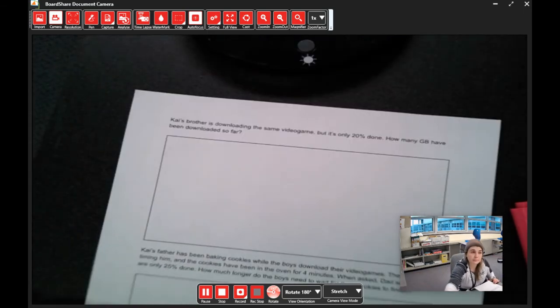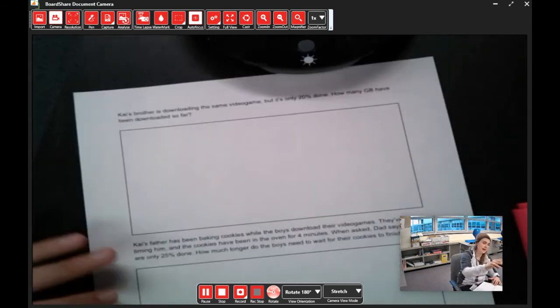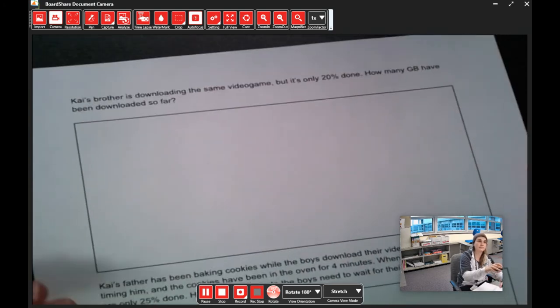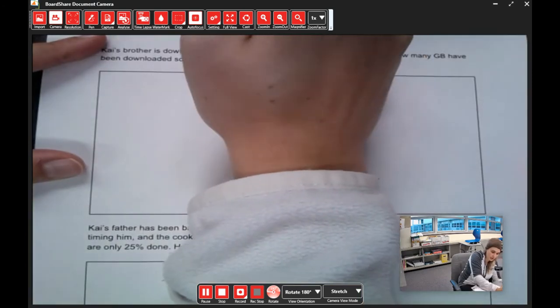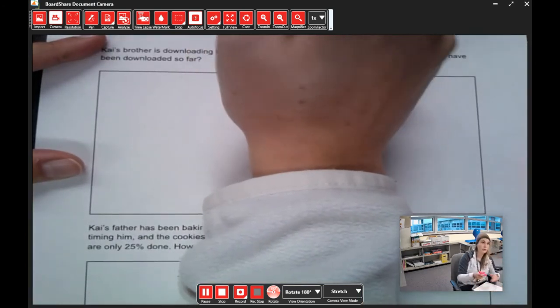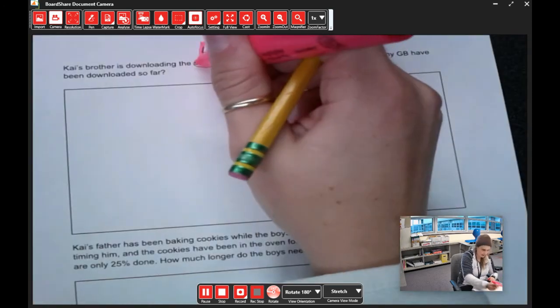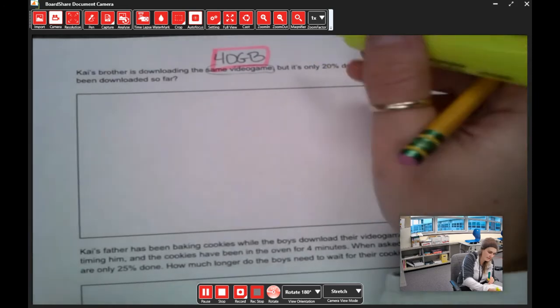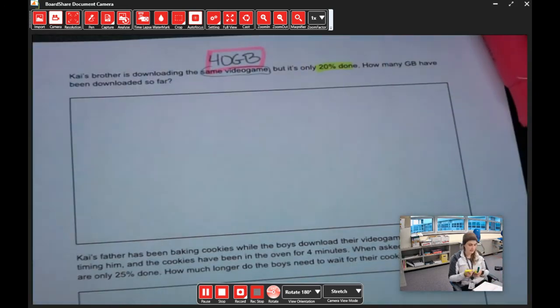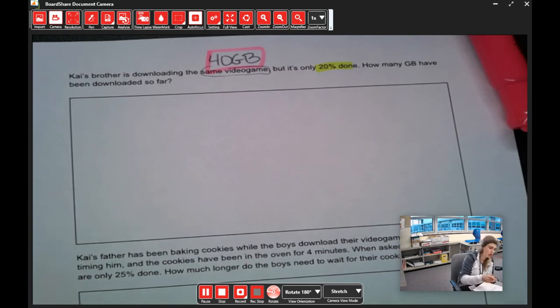Kai's brother is downloading the same video game, which means that one is also 40 gigabytes in total. I know that from the problem I just solved, but it's only 20% done. How many gigabytes have been downloaded so far? So this is the opposite of the last one. This time I don't know the part, but I do know the whole is 40 gigabytes. And I know that we're 20% done.